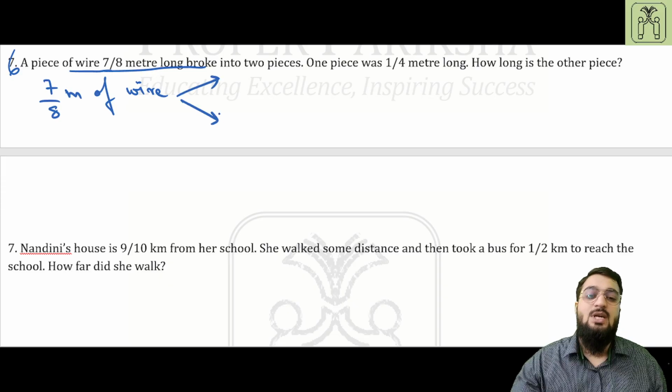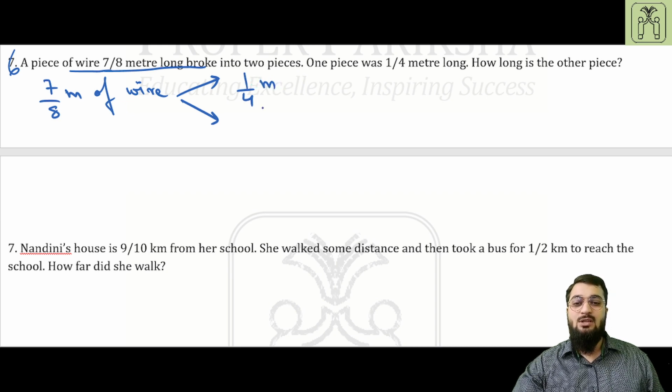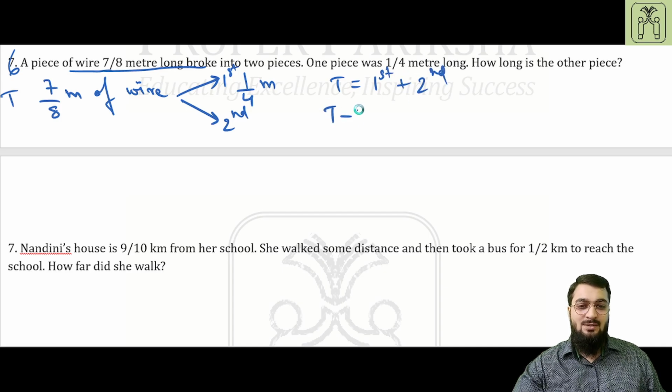We'll make two arrows. After that, one piece was 1 upon 4 meter long. How long is the other piece? Okay, I'll give you the answer. You just need to take the total. This is the first, and this is the second piece that it is broken into. So t is equal to first plus second, as simple as that. So t minus first is equal to second.